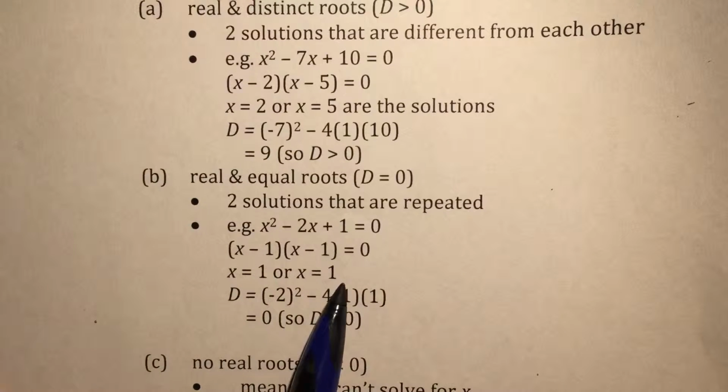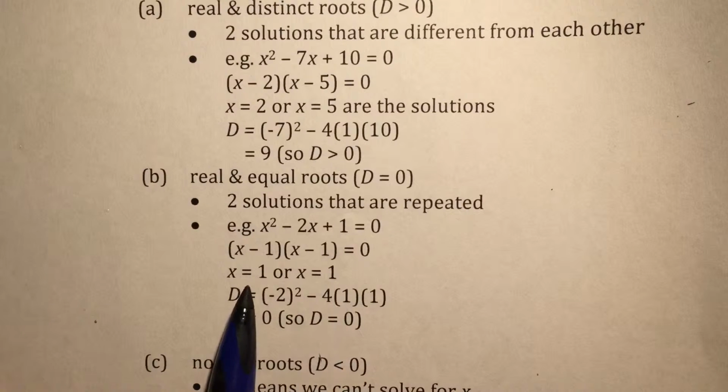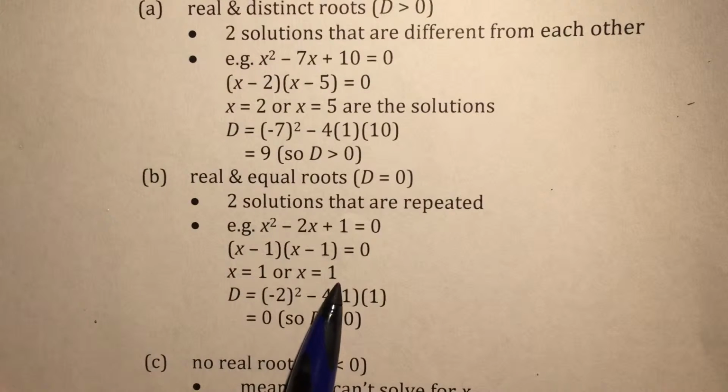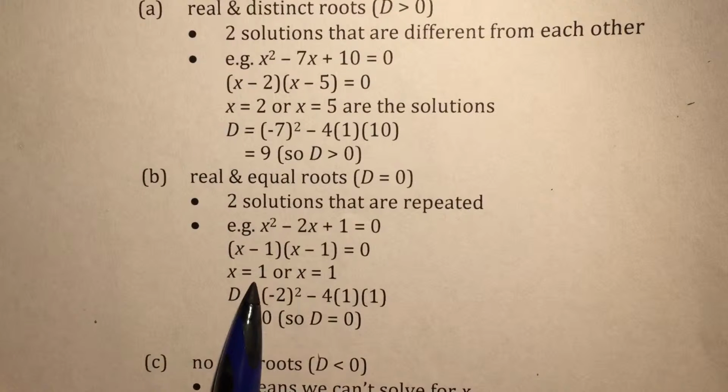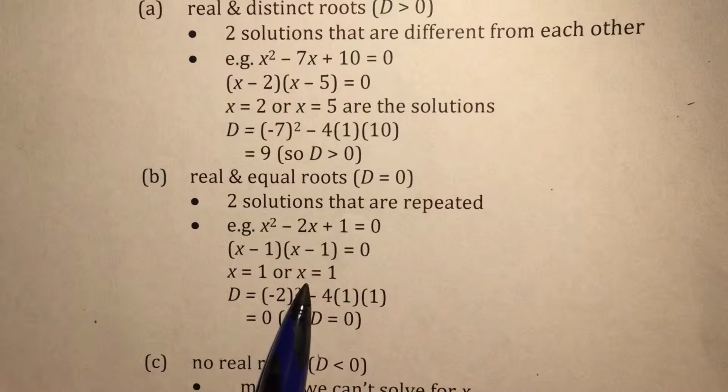You realize that I have two solutions, but they happen to be the same number, which is 1. This is what we mean by repeated roots or equal roots. The values are the same. So this is again by solving for x. Now, what if we do not want to solve for x, we just want to find out what kind of solutions we're going to get?